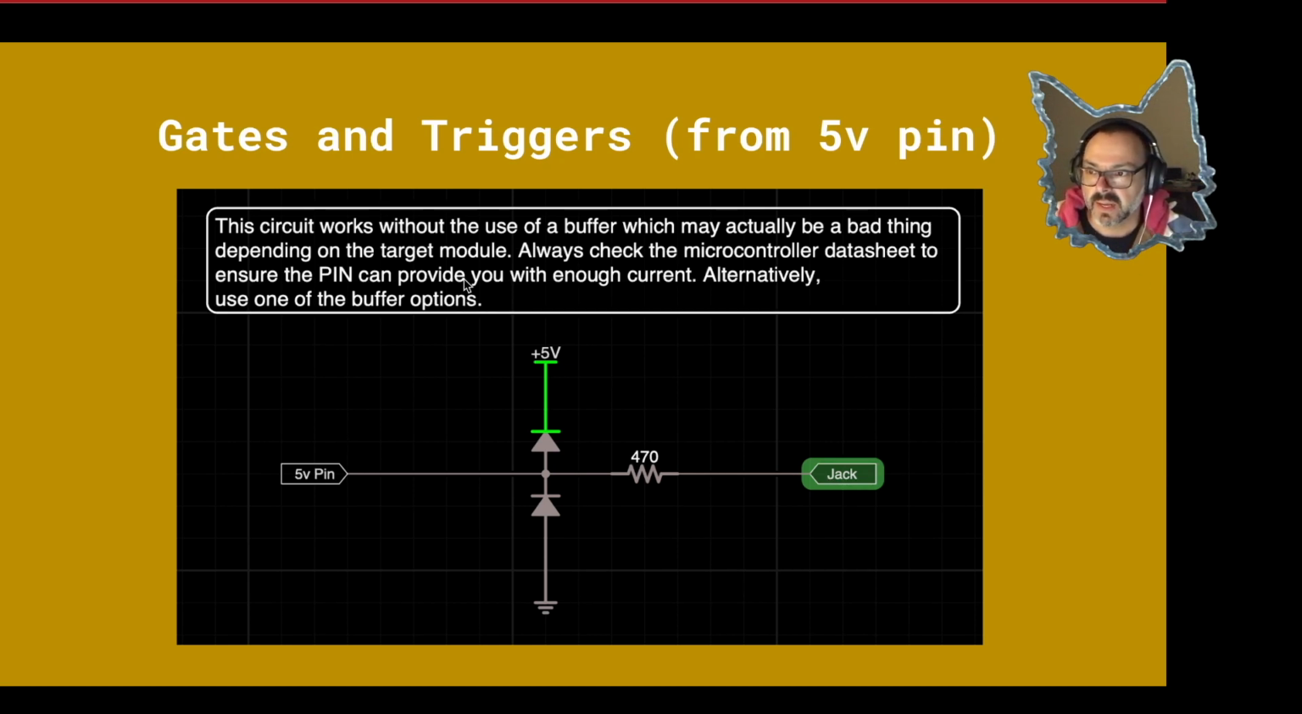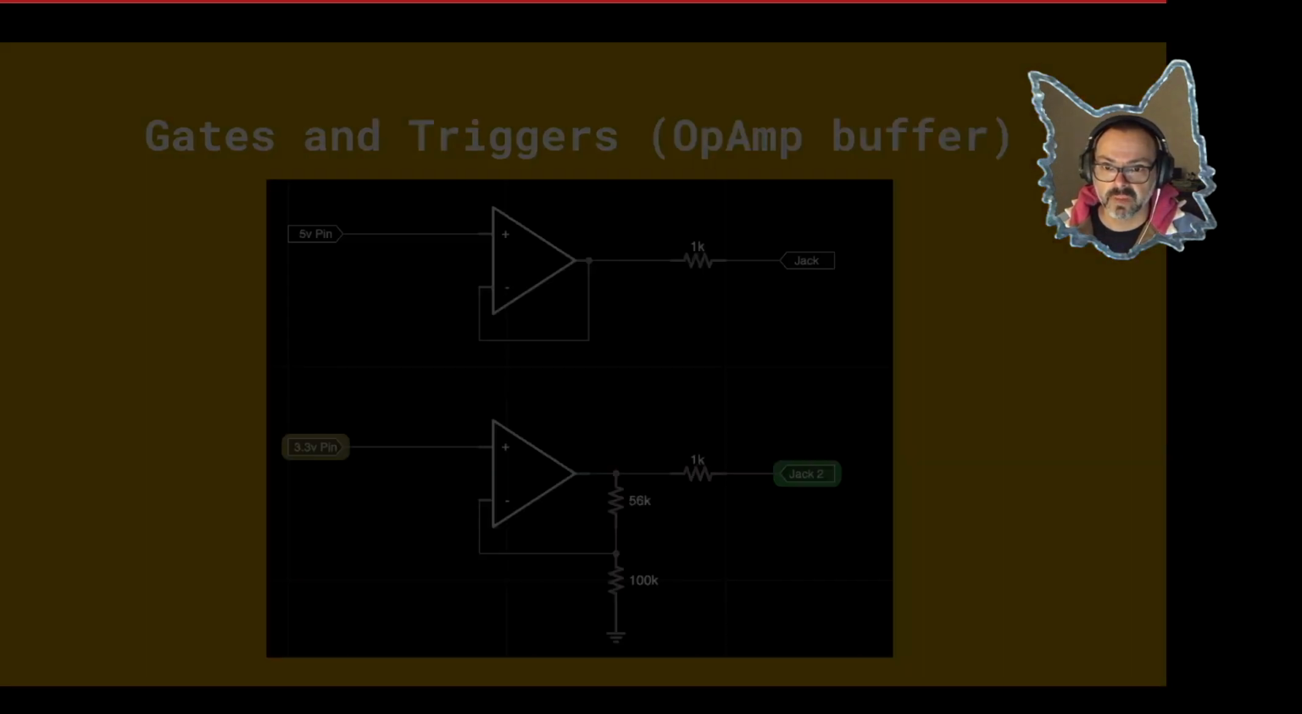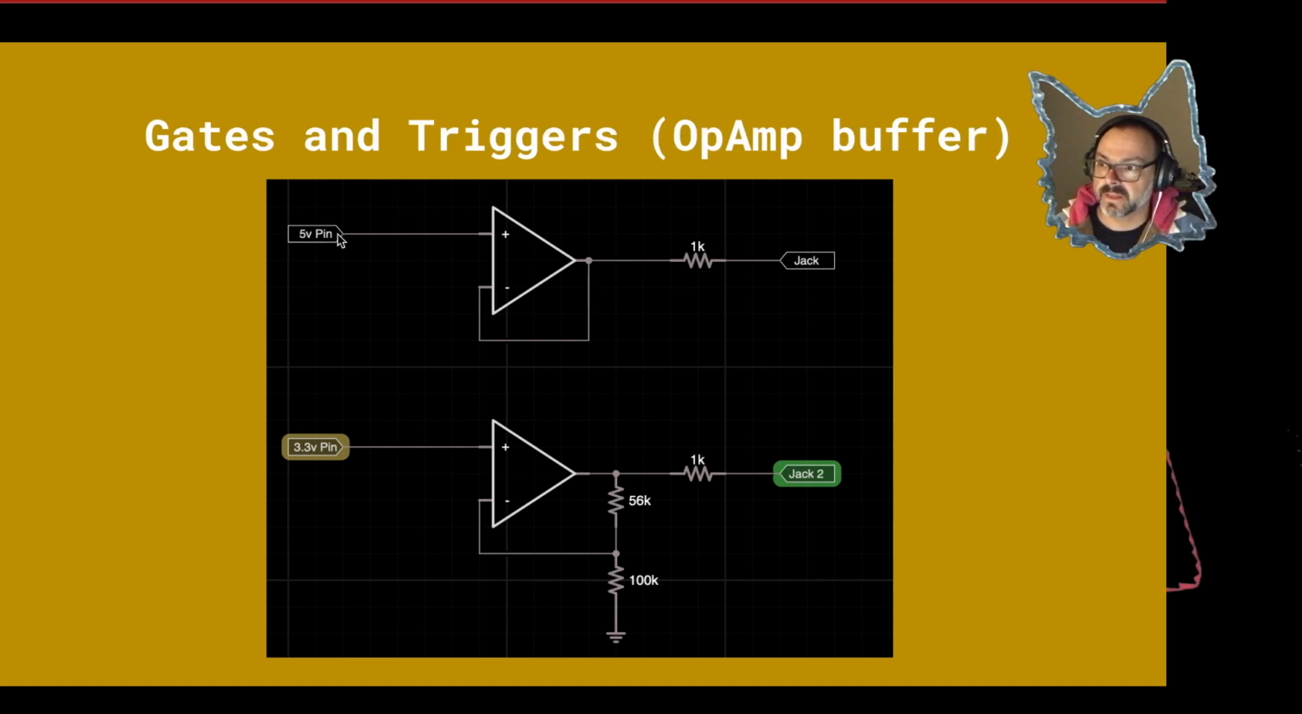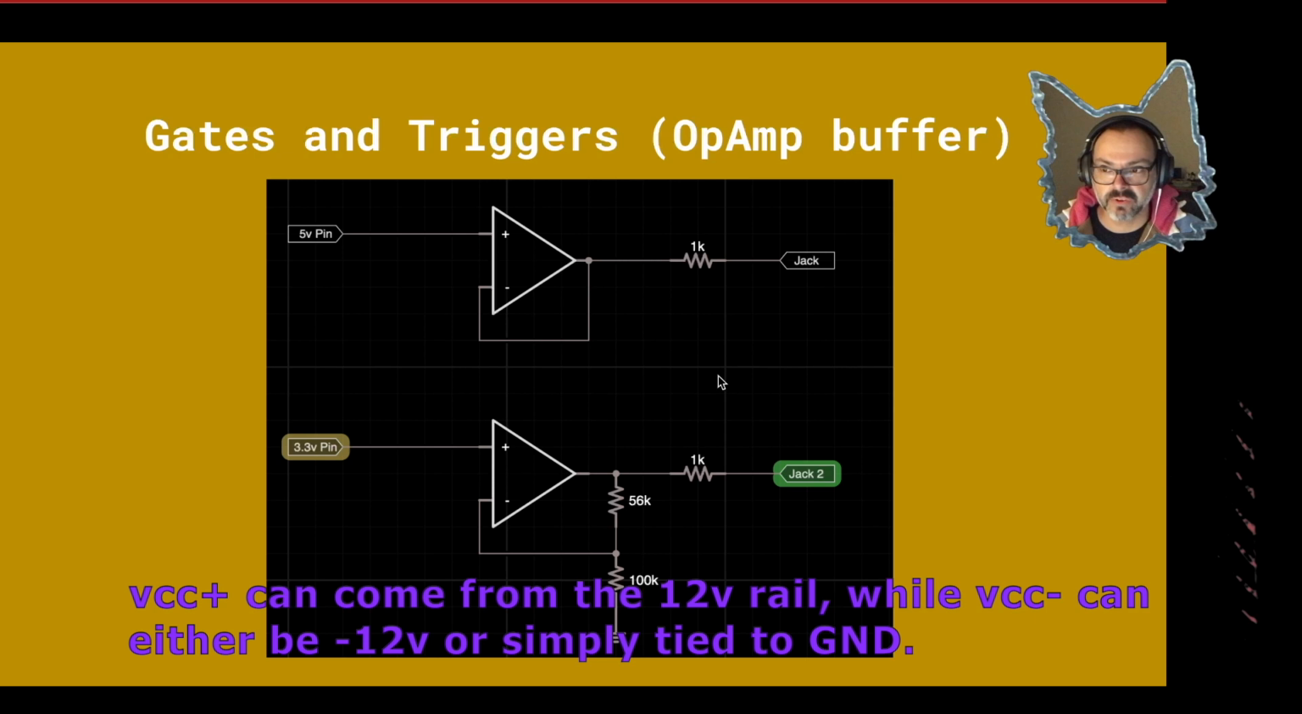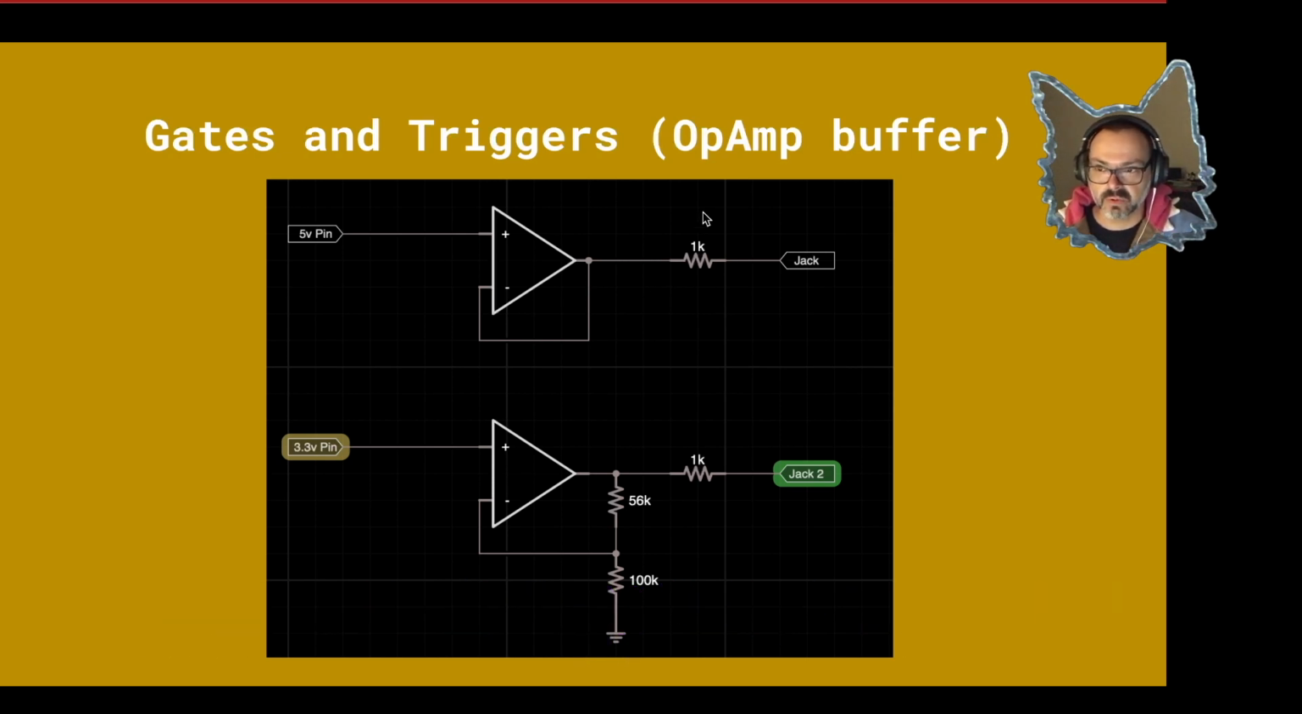Okay? This might not be the best way to deal with a trigger or gate output for the reason that I just talked about, right? This does not have its own current source, so it might not be enough for what we intend to use it for. So instead, if it's a 5 volt pin, we can buffer it with an op-amp, and all we have to do is just put it in a buffer configuration like this. This current limiting resistor here is 1K. That is what is expected in the Eurorack environment. So that's how we arrive at that value.